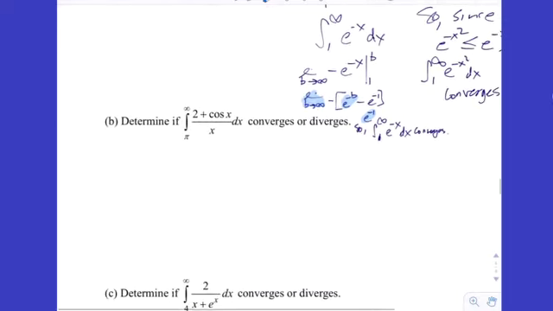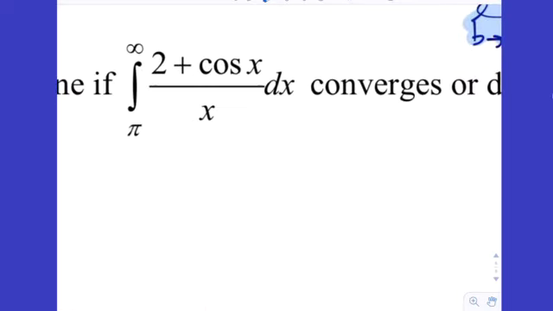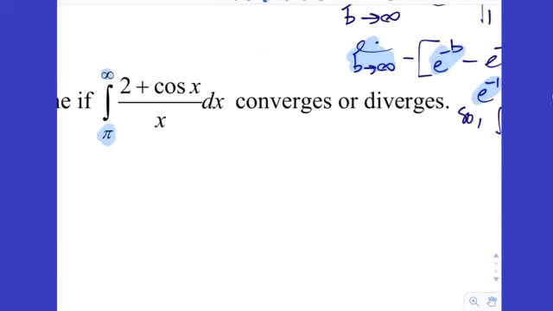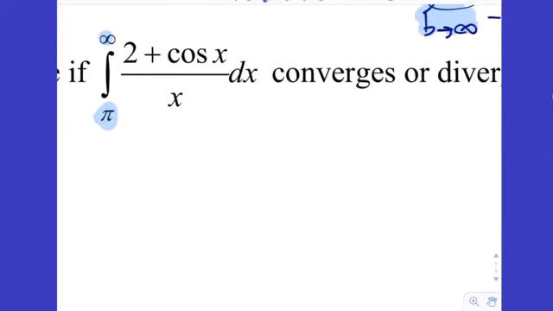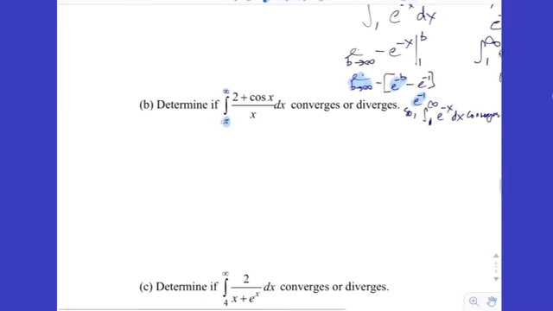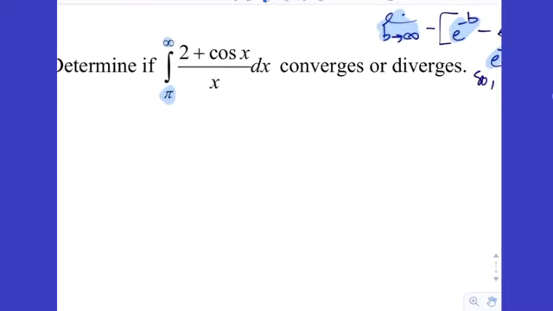Let's try it again on example B. Determine if the integral from pi to infinity of 2 plus cosine of x over x converges or diverges. And notice they didn't give us an inequality. Yikes. It's real convenient when they give you an inequality. It's kind of like, here, compared to this one. All right, so we have a little bit of thinking to do, right? And that's why intuition is so important.